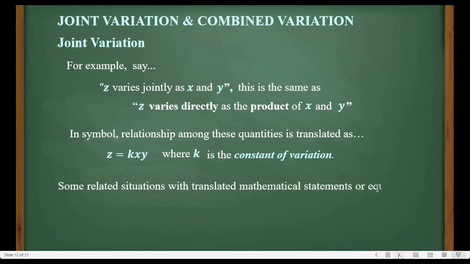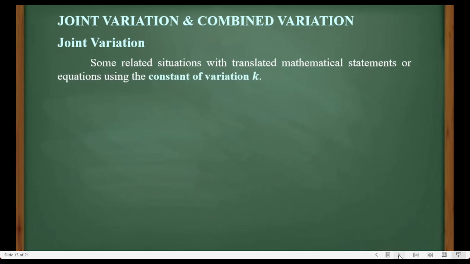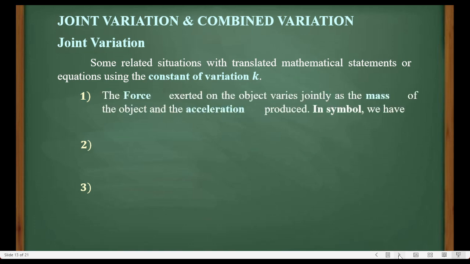Some related situations with translated mathematical statements or equations using the constant of variation K. Number one, the force exerted on the object varies jointly as the mass of the object and the acceleration produced. So if force is represented by capital letter F, the mass by small letter m, and the acceleration by small letter a, then mathematically speaking, the equation of this situation is F is equal to kma.